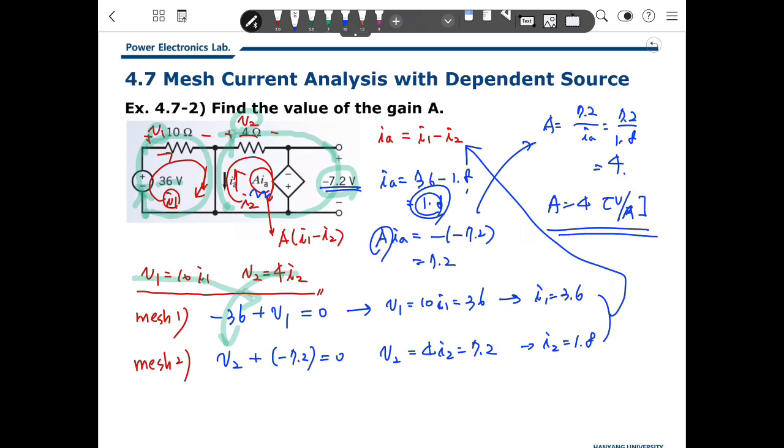The output result is a voltage, but the input value is current, amperes. So the unit of the gain A is volts per ampere here. So that's a way to solve it. This is the simple way to analyze an electric circuit that has a dependent source, using mesh current analysis.